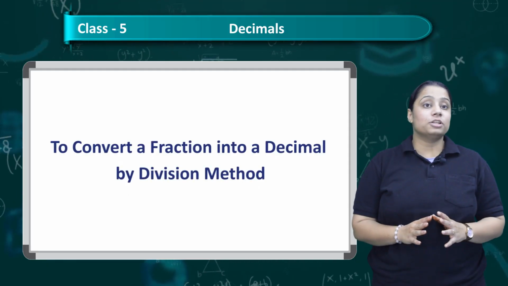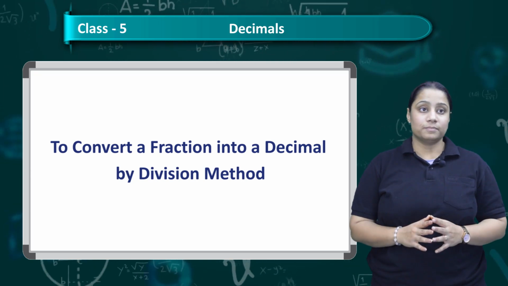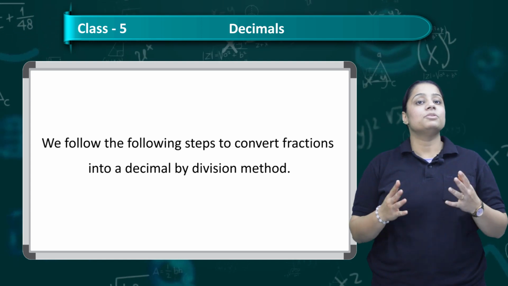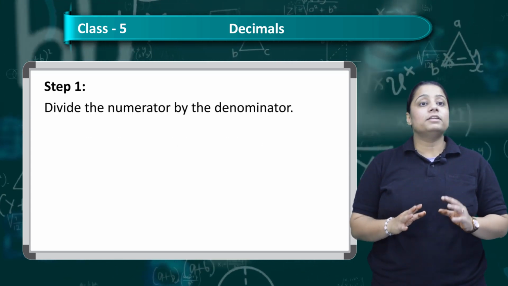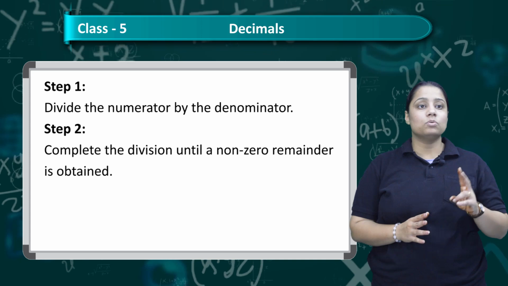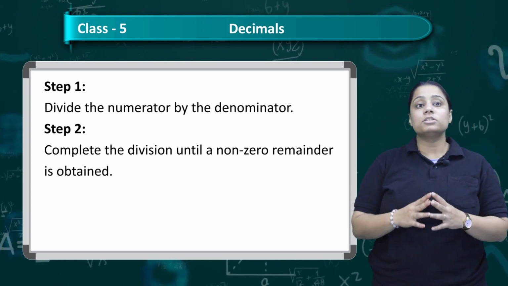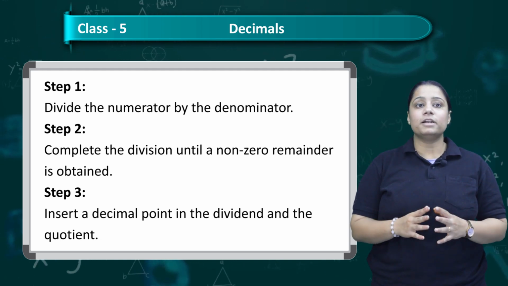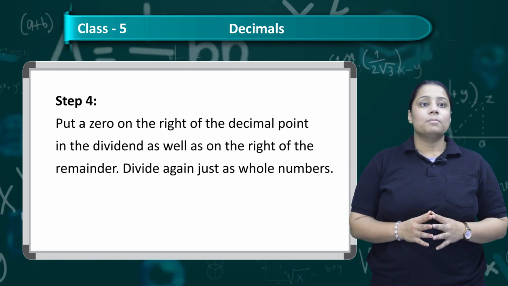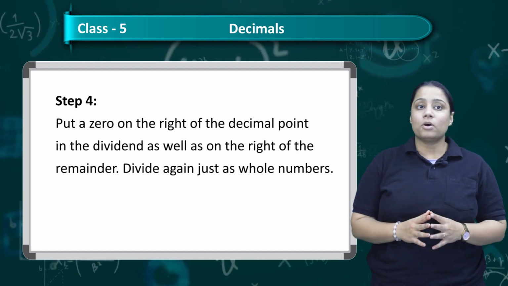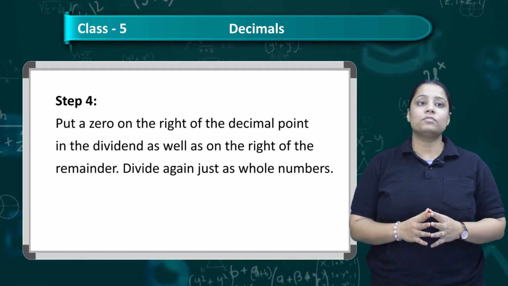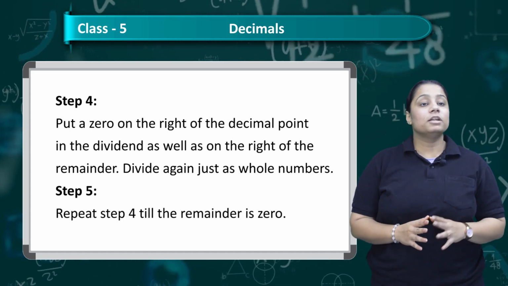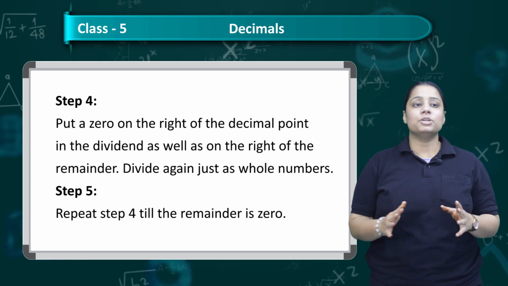To convert a fraction into a decimal by the division method, we follow these steps. Step 1. Divide the numerator by the denominator. Step 2. Complete the division until a non-zero remainder is obtained. Step 3. Insert a decimal point in the dividend and the quotient. Step 4. Put a 0 on the right of the decimal point in the dividend as well as on the right of the remainder. Divide again just as with whole numbers. Step 5. Repeat step 4 until the remainder is 0.